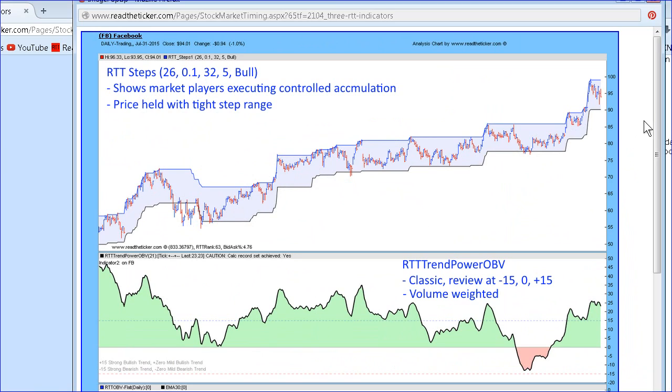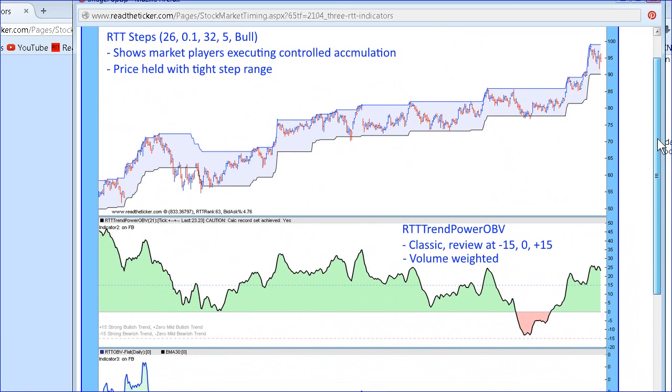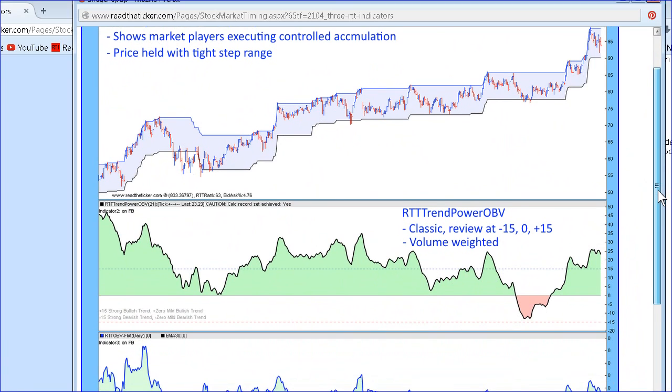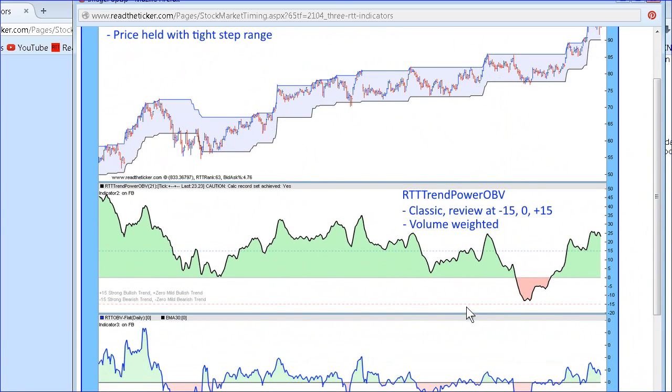Okay, RTT Trend Power OBV is the big green indicator in the middle. This is a trend tool. It's a volume weighted tool. It's like an oscillator, but it's volume weighted. And obviously the best time to consider this is if you're a stock position buyer. It means you like to buy a position in the market.